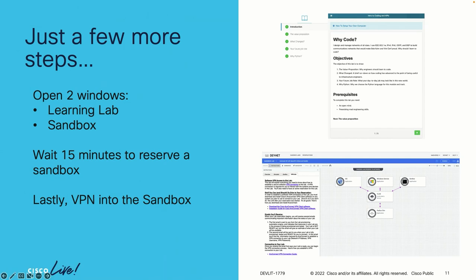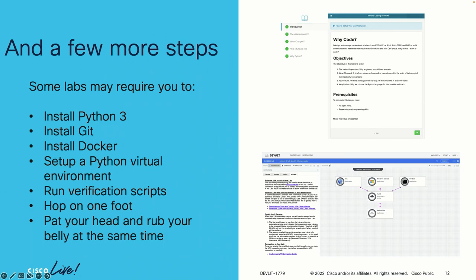And so right here we have one browser window. This will be for your learning lab, and these are the instructions. Some learning labs will tell you to go to our DevNet sandboxes and reserve a sandbox. If you do need to reserve a sandbox, it usually takes about 15 minutes to set up. And if it's a reserved sandbox, you will have to VPN into it. Some learning labs require you to install Python 3 on your computer, install Git, install Docker. So it's quite a few steps. And then don't forget to hop on one foot and pat your head and rub your belly at the same time. Oh my gosh, that's too many steps.